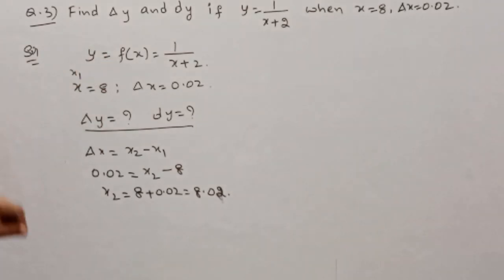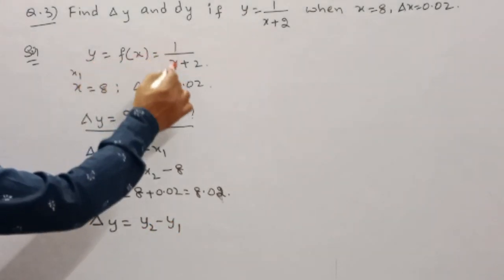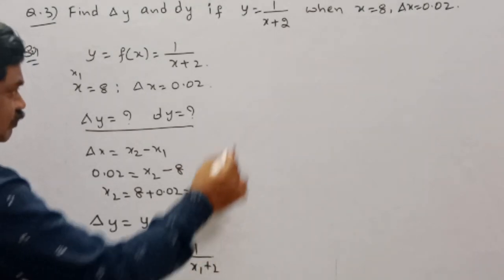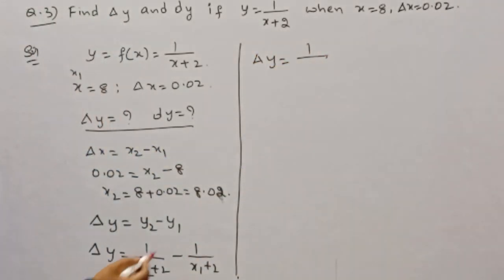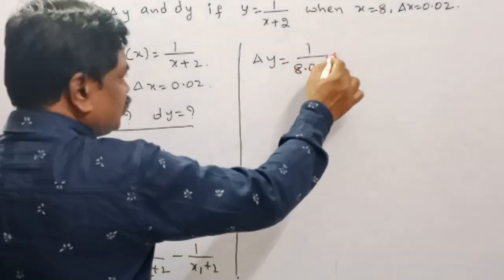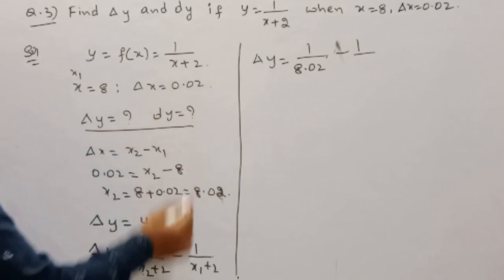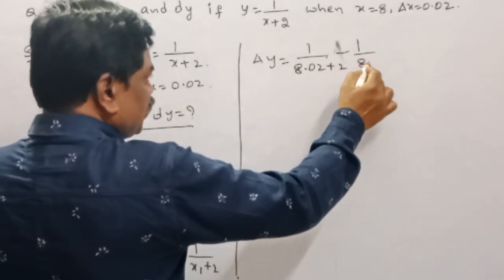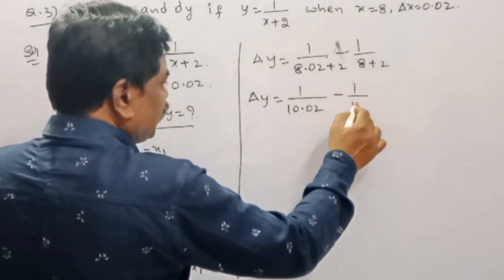Here we want to find delta y. Delta y is equal to y2 minus y1. So y is equal to 1 by x plus 2, and delta y is equal to 1 by x2 plus 2 minus 1 by x1 plus 2. Then delta y is equal to 1 by 8.02 plus 2 minus 1 by 8 plus 2. So delta y is equal to 1 by 10.02 minus 1 by 10.